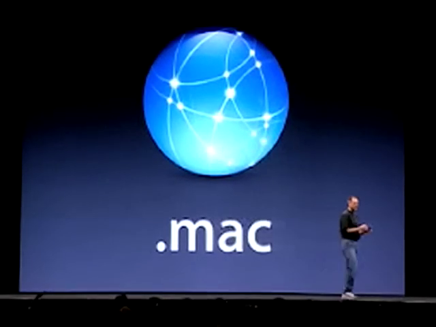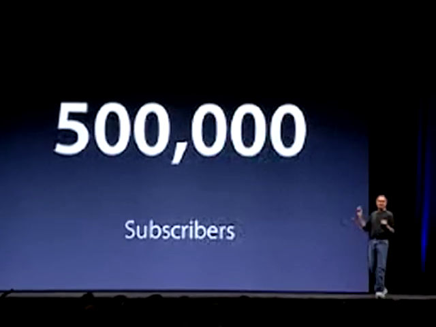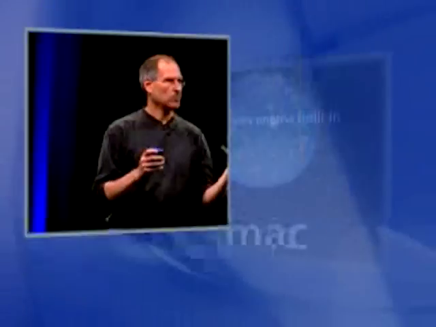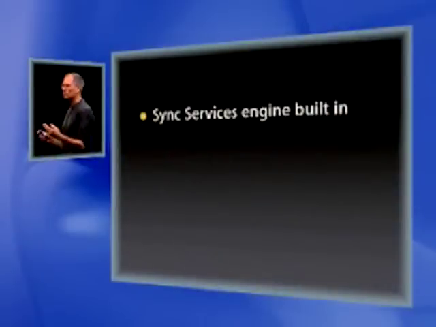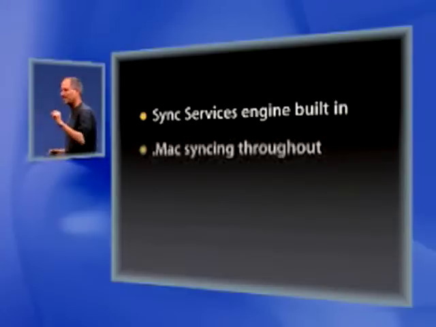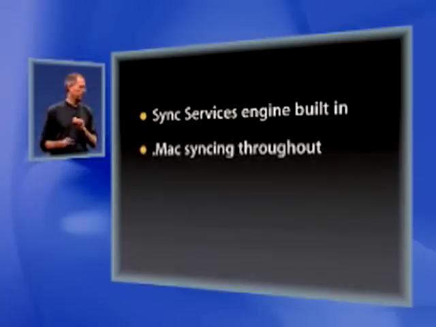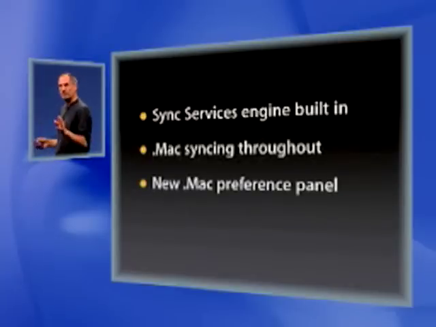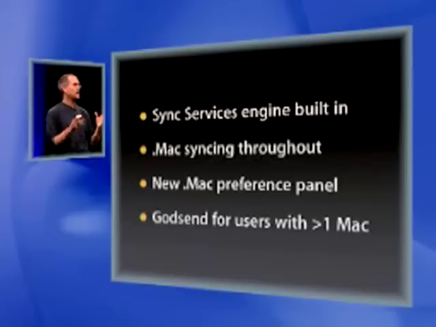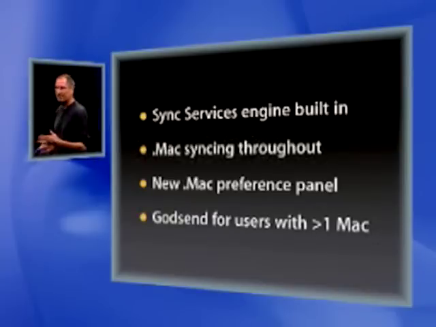Next, I want to tell you what we're doing with .Mac. You know, we have over 500,000 .Mac subscribers. 500,000, which is terrific. And we're going to be doing a lot with syncing in Tiger. We're building the sync engine right into Tiger. So if you want to sync with something, you're going to have a whole sync engine there at your disposal. We're also using that to put .Mac syncing throughout Tiger for .Mac subscribers. We're going to build it right in. And we've got a new .Mac preference panel that lets you turn things off and on all in one place. And this is going to be a godsend for users with more than one Mac, like most of us.